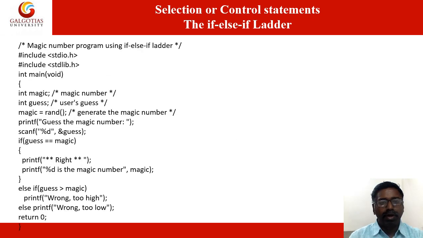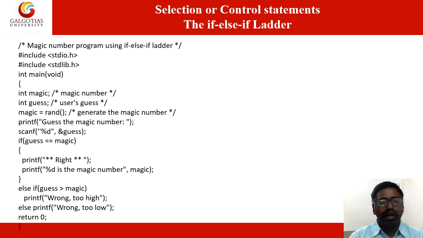Another example for the if else if ladder is given here, which is an extension of the magic number program that was already discussed in if else and nested if. Here the same program is modified for construction of the if else if ladder. The random number function is called and the value is assigned to magic, then the user gives a value that is assigned to guess, and in the if statement we equate the guess with the magic.